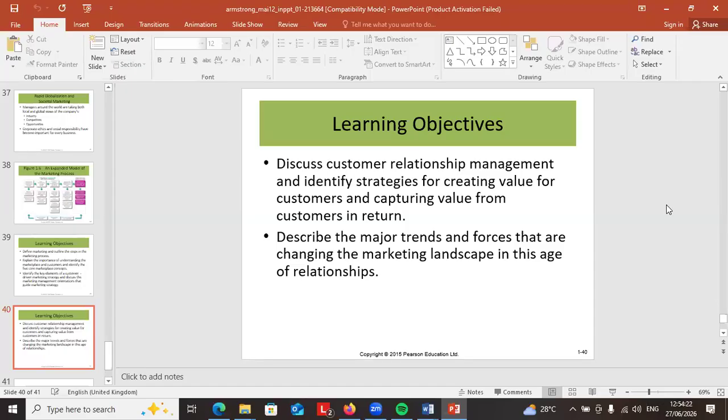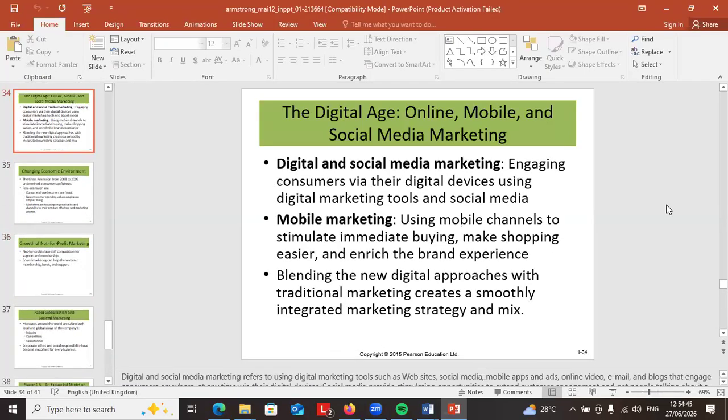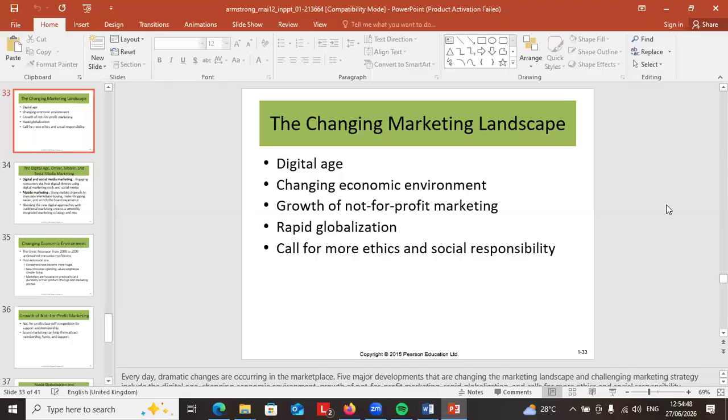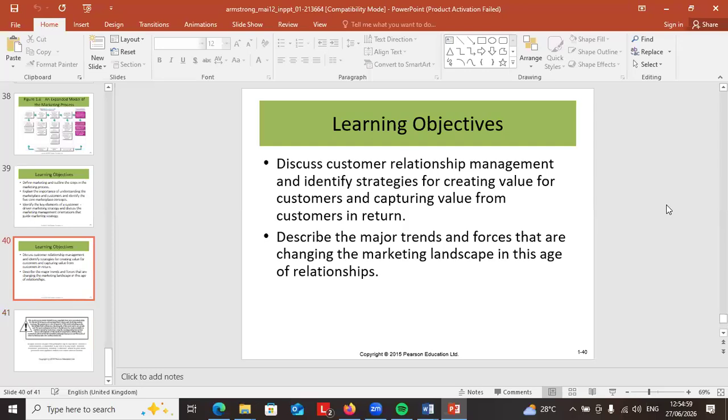It's a major question that I always ask during end of semester exams. And if I ask this, I may ask the question like this with relevant examples. Describe the major trends and forces that are changing the marketing landscape in this age of relationship or in the 21st century. All I want you to do is to write on these 5 points for me for a markup. Right? So basically, that's how I set my questions.